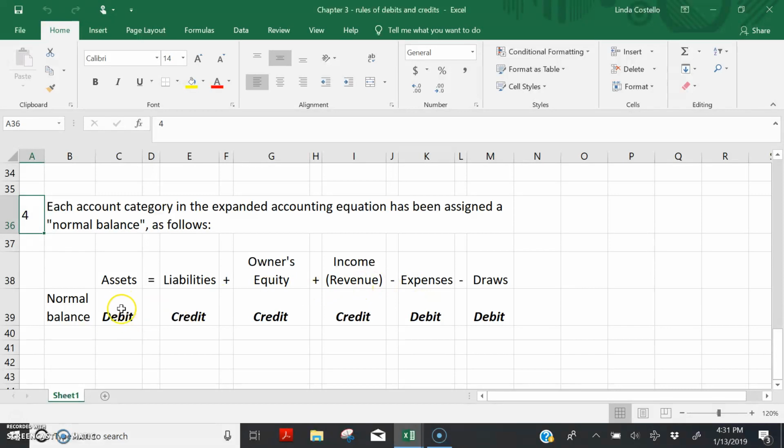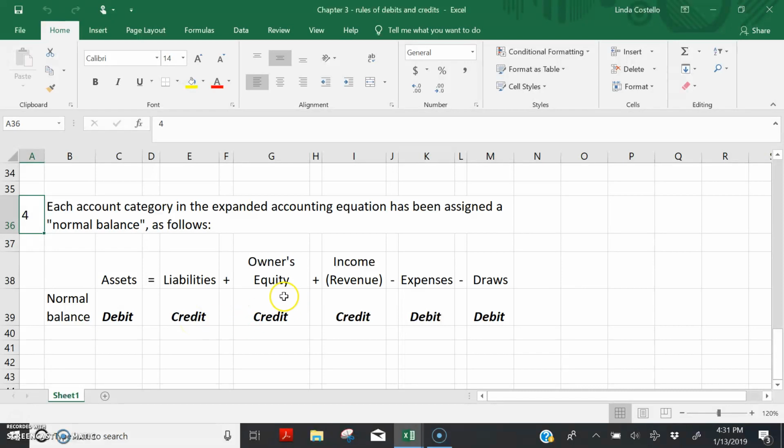Assets have a normal debit balance. All asset accounts, including cash, accounts receivable, inventory, prepaid expenses, buildings, all have a normal debit balance. Liabilities have been assigned a credit balance. Accounts payable, notes payable, income taxes payable, unearned income are all examples of liability accounts, and all of them have a normal credit balance.